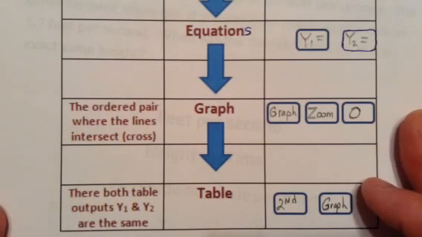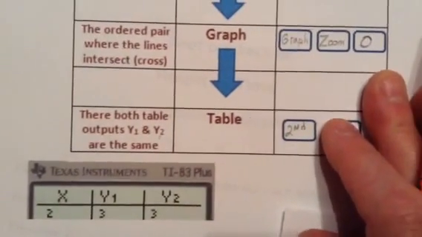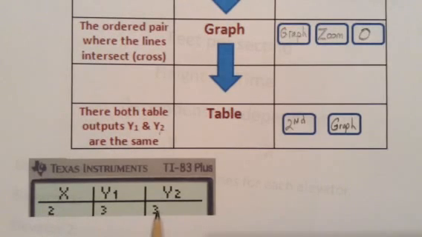And then when we go to the table, we're going to have a table where we have two outputs, and we're looking for when the outputs are the same. So how would that look? I took a little screenshot of an example right here. When you go to your table, you need to realize that I have two different equations, y sub 1 and y sub 2, but they share the same ordered pair. You need to be able to look at the screen and say, hey, I have a common solution of 2, 3.